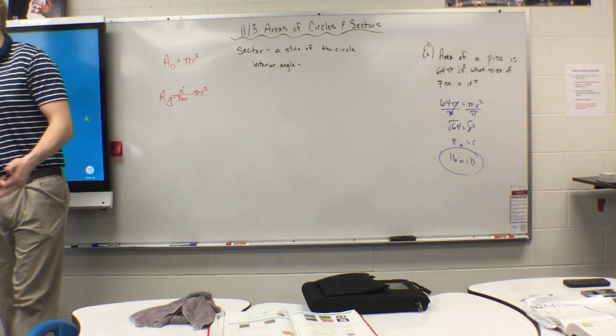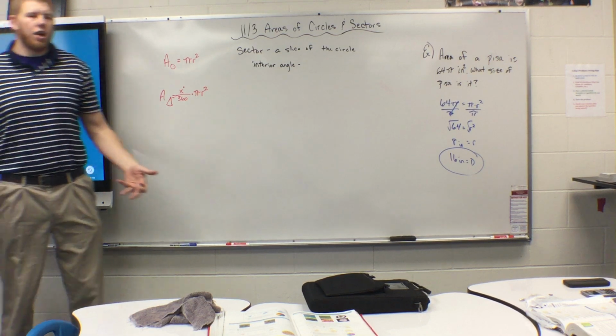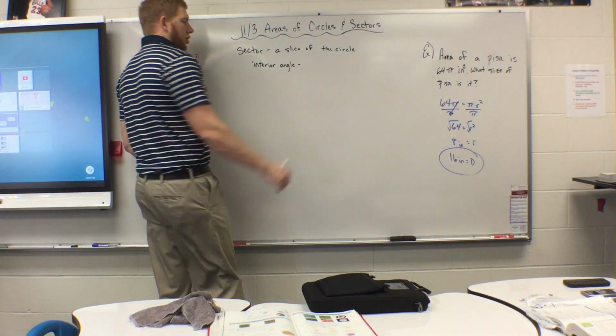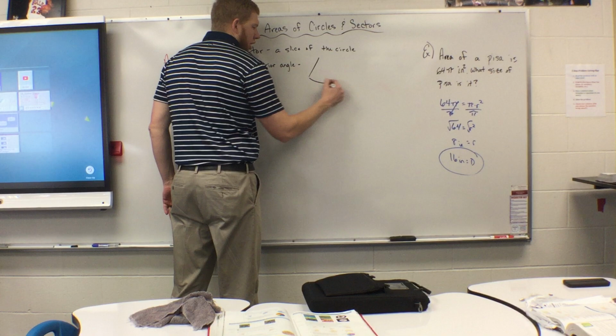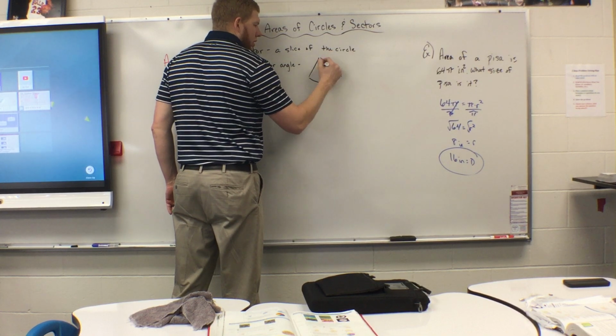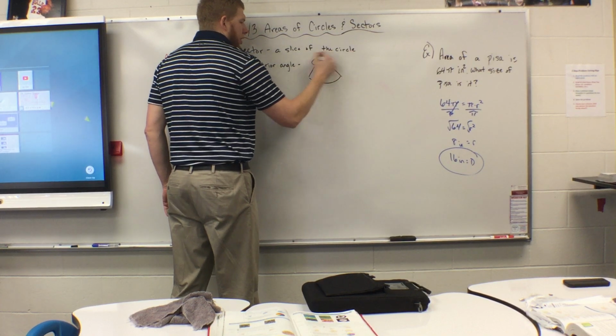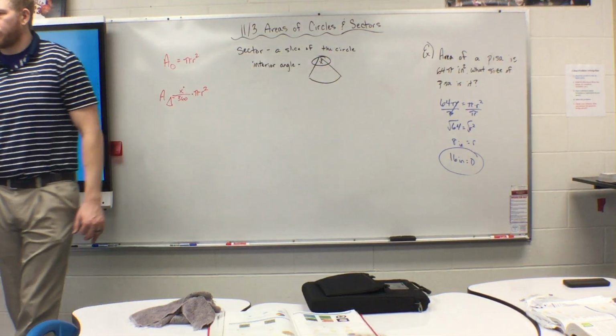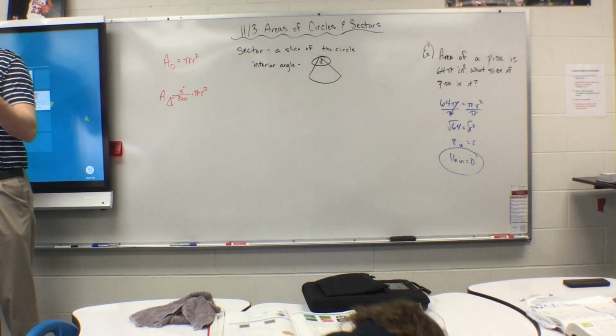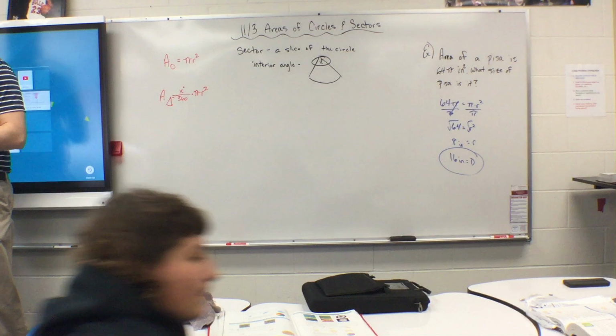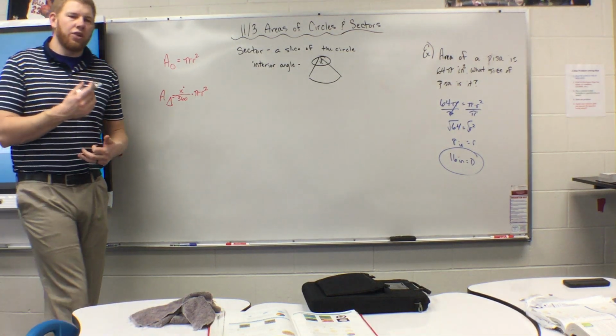What we need to know when we're talking about a sector is the interior angle of that sector. So we have this sector, and this would be our interior angle. That's going to determine how much of the circle we're using. Now, how many degrees is it to go around a circle?